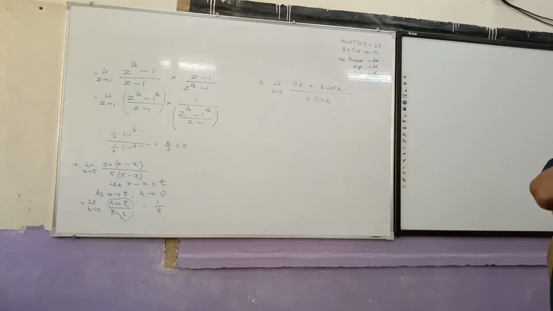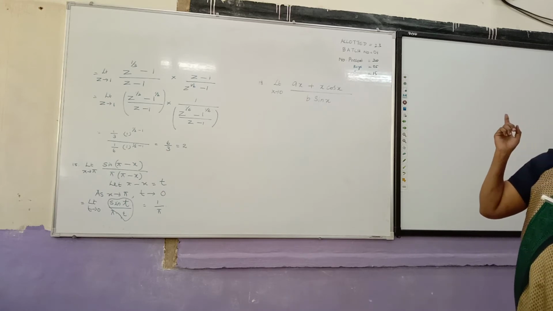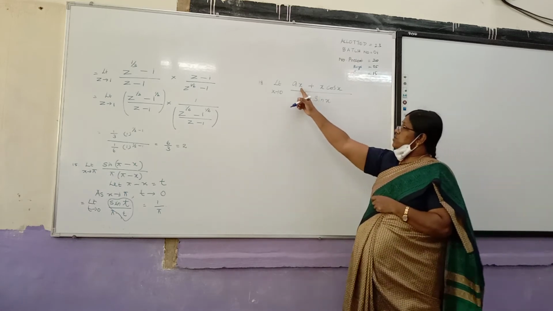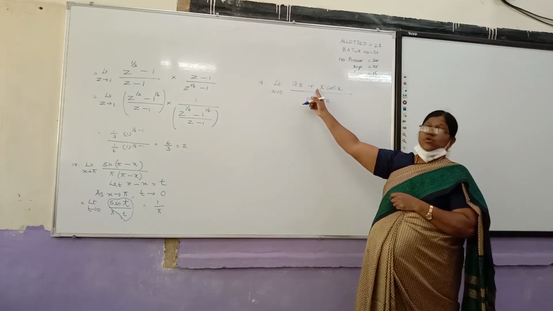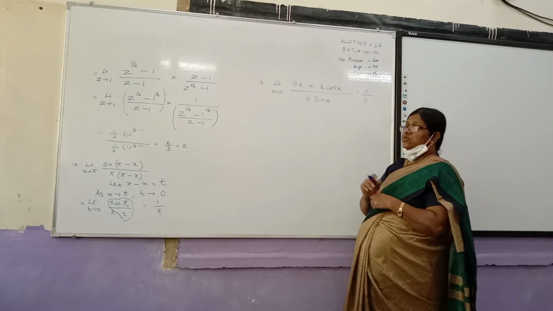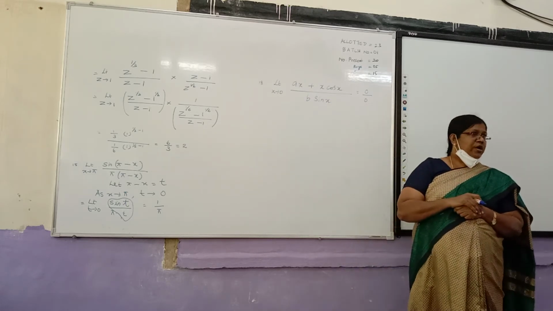So in this sum, when you apply the limit, you get 0 by 0 form. Just see, this becomes 0. This becomes 0. The denominator automatically becomes 0 because sin 0 is 0. So what do I have to do?